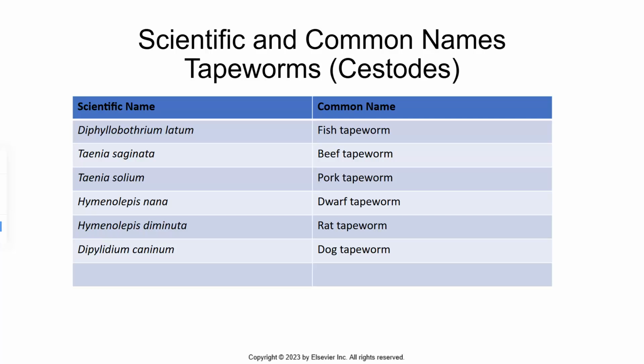Now with Dipylidium caninum, we aren't going to go into the details or specifics of that one. You won't have to be able to identify that one, but knowing it's the dog tapeworm is helpful. Eventually you may encounter this in clinical specimens if you work in a veterinary field. Very rarely this can infect children, but we're not really going to get into all the details of this one.